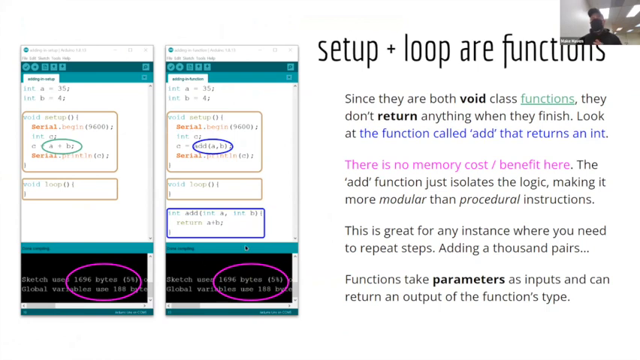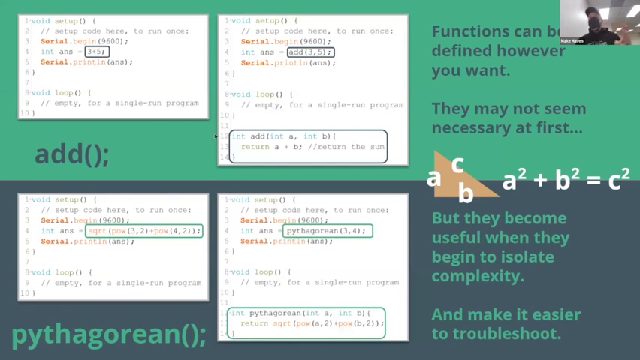From time to time, there could be, but in this case, they're not. And so for a lot of this, it's really helping you isolate different pieces and parts of your program so that they can be more reasonable. Setup and loop are functions, but you can add in your own custom functions to make things a little bit more sensible. And so here's two examples.